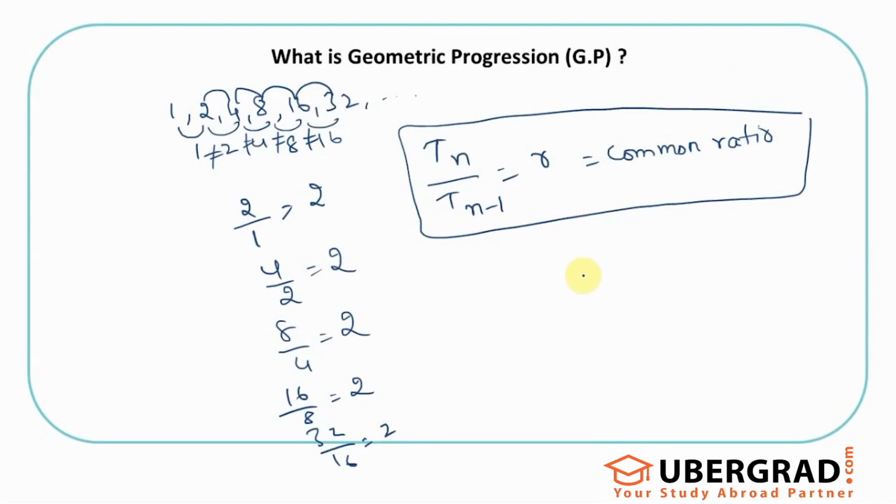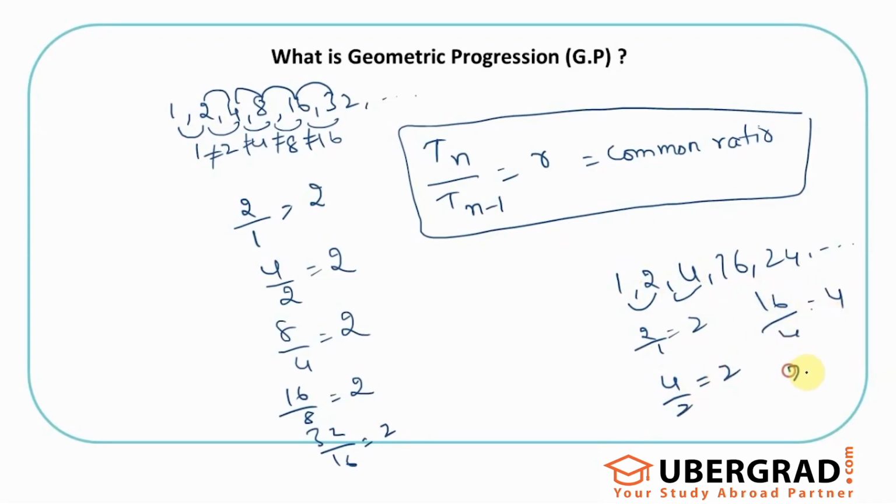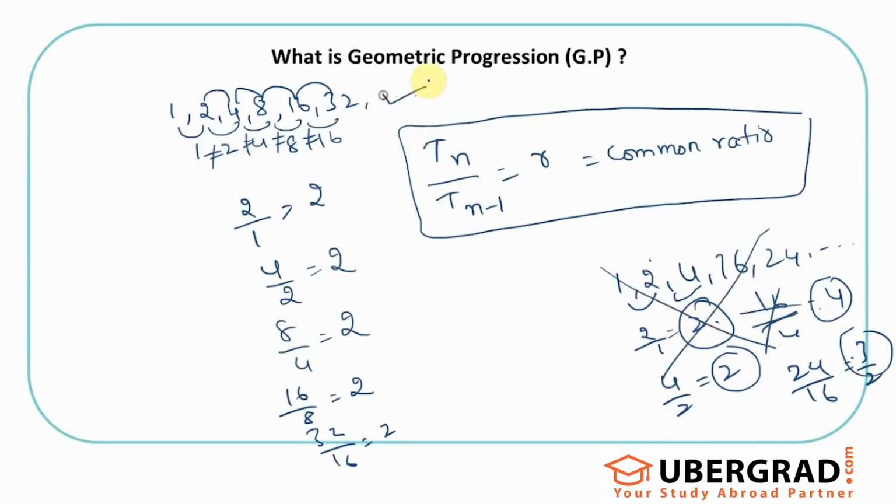If I have a series like this, 2 by 1 is 2, 4 by 2 is 2, 16 by 4 is 4, 24 by 16 is 3 by 2. You see, 2, 2, 4, 3 by 2, the ratio is not same. The ratio of nth term and the n minus 1th term. Any two consecutive terms I take, the nth term and the previous term, the division, the ratio of them should be a fixed number. They are not same. That's why this is not a geometric progression. This is a geometric progression.